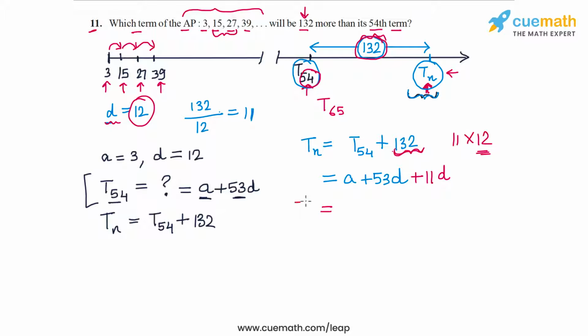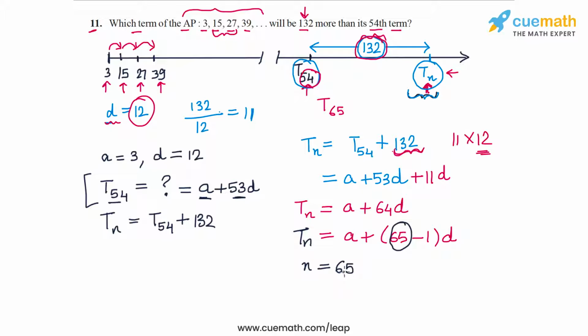So we get Tn as A plus 64D. So I can write this as A plus (65 minus 1)D. I'm writing this in the form A plus (n minus 1) times D. So this means that if Tn is this expression, then n is equal to this number, which is 65. So once again, we arrive at the same result, that the term which is 132 more than the 54th term is the 65th term.